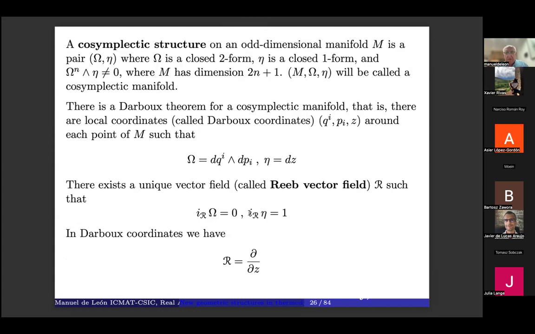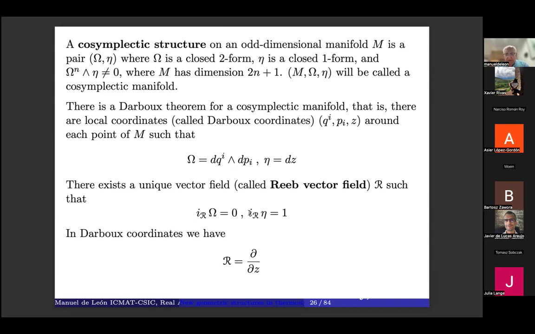And so we introduced this partial cosymplectic structure. Remember that a cosymplectic structure is given by a pair of closed forms, a two form omega and a one form eta, such that omega to the n wedge eta is a volume form. So the manifold has dimension 2n plus 1. And of course, there is a Darboux theorem, and you can find coordinates q, p, and theta.